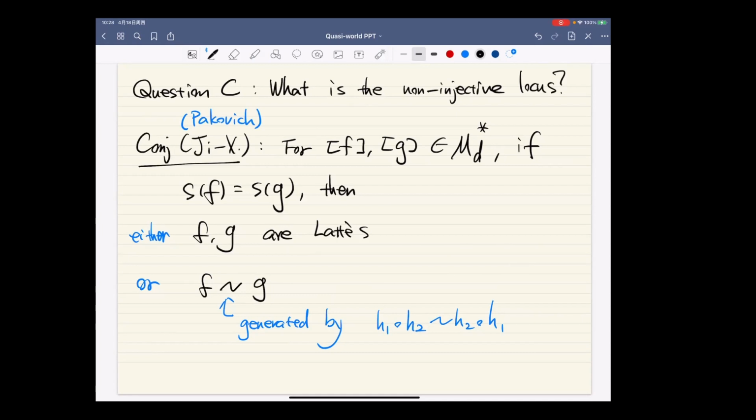So we guess that either f and g are Lattès or f and g are equivalent. The equivalence relation is generated by the following relation: h1 composed with h2 is equivalent to h2 composed with h1. We mentioned that before, Ramadas and Silversmith also asked a similar question, and the equivalence relation is also defined by them.